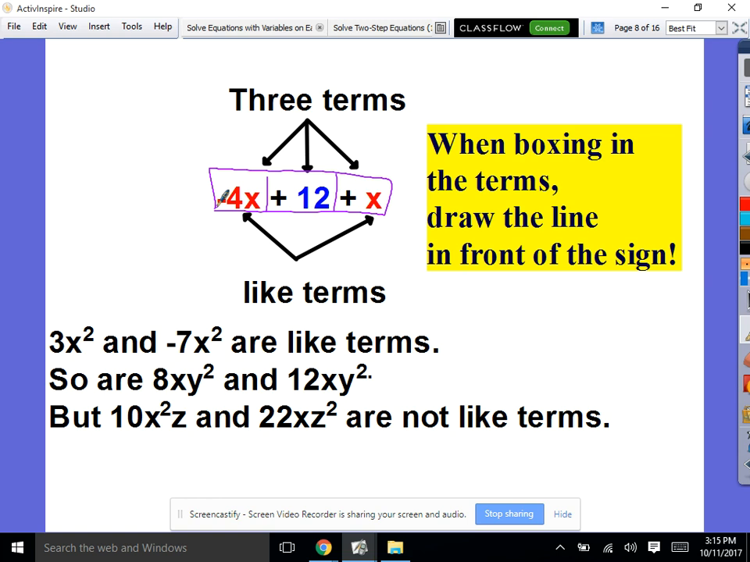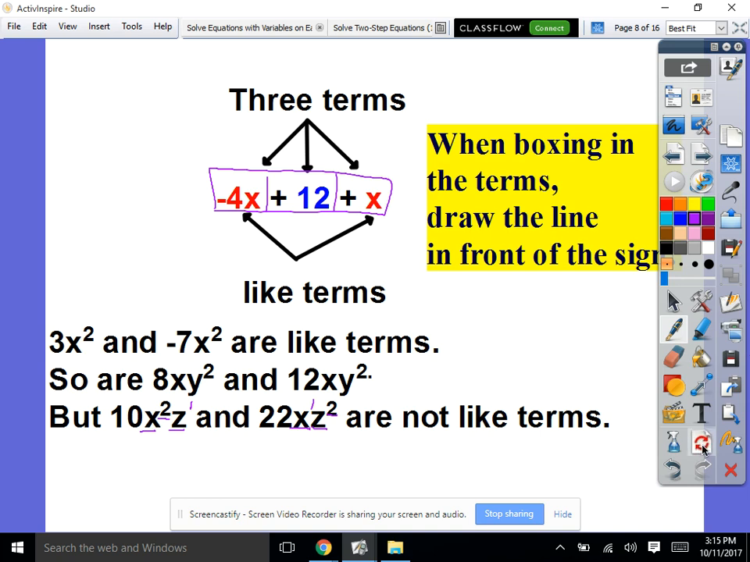Some other examples of like terms: 3x squared and negative 7x squared are like terms. 8xy squared and 12xy squared are like terms. But 10x squared z and 22xz squared are not like terms. Because remember, like terms have to have the same variable to the same power. This x is to the power of 2, this x is to the power of 1. And this is z to the first power, z to the second power. So these are not like terms. You have to have the same variable to the same power.